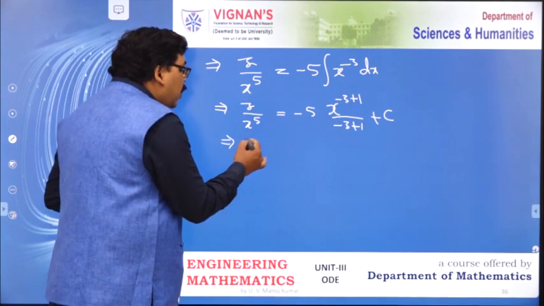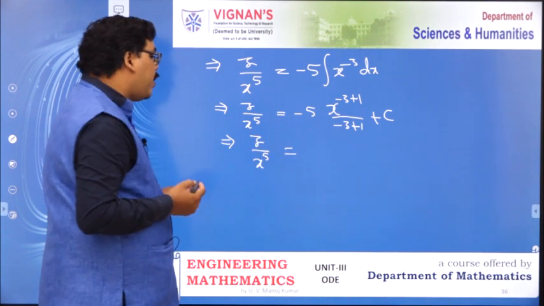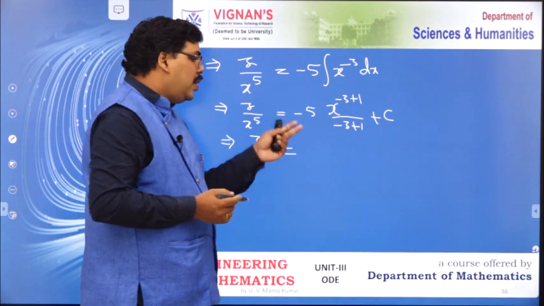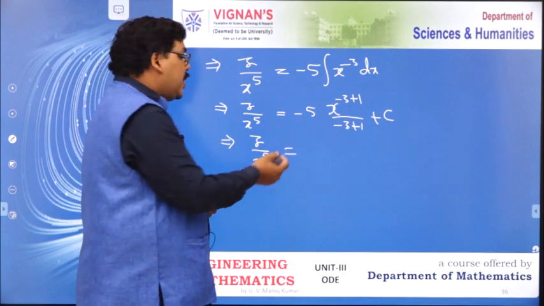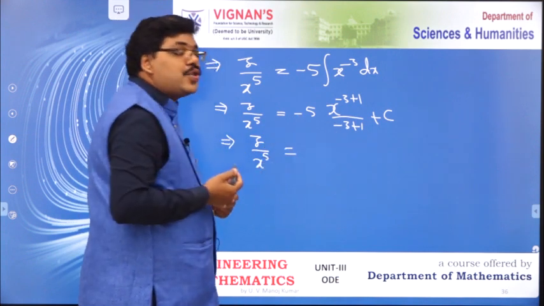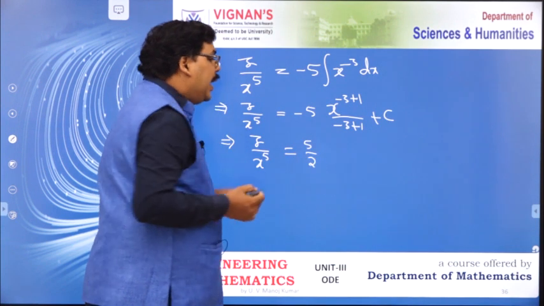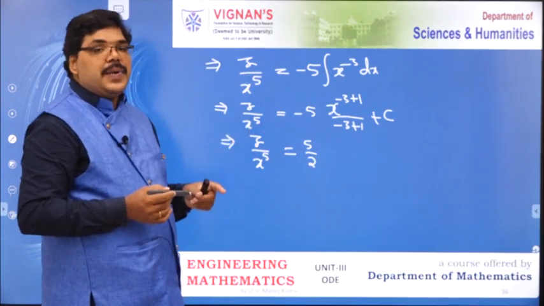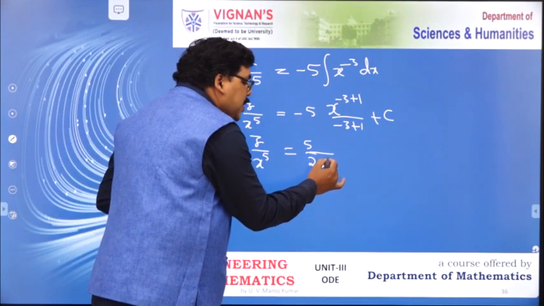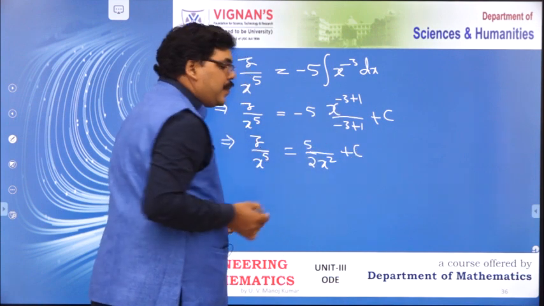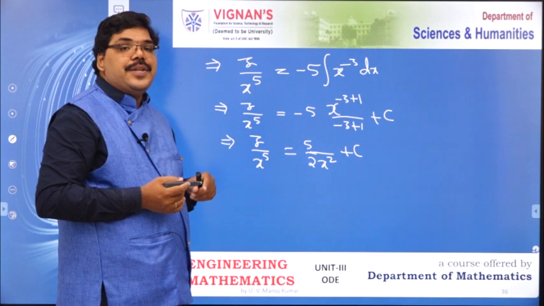So differential equation 2 is solved and the result solution is z by x power 5 equals to, you simplify this and tell me what is the right hand side. So what is the right hand side? Minus 5 by minus 2. So minus minus cancels, 5 by 2. X power minus 3 plus 1, x power minus 2 means 1 by x square plus c. So this is the solution for second equation.